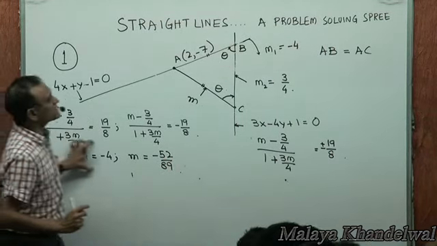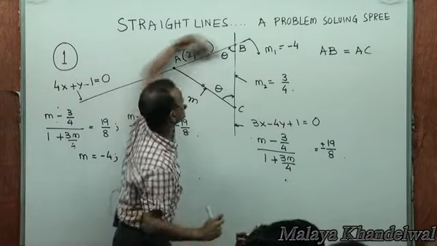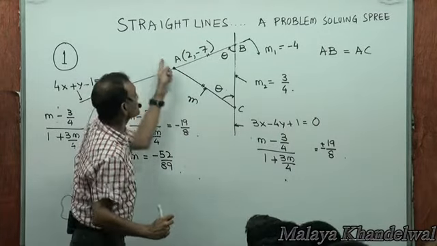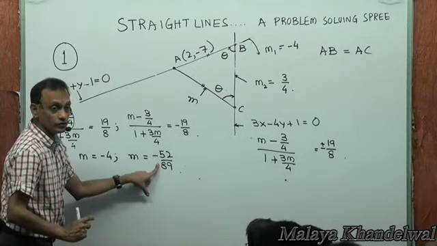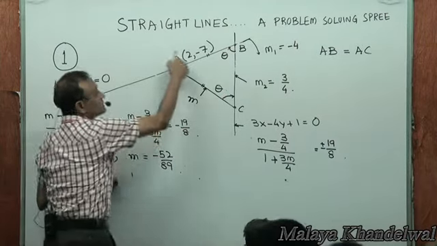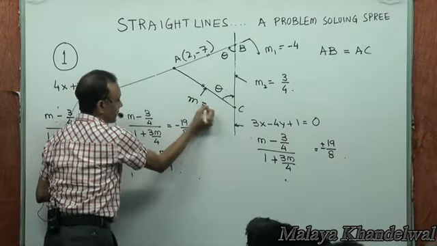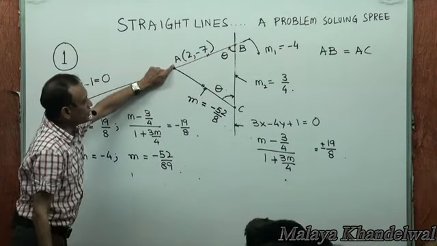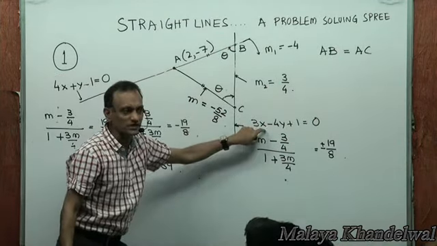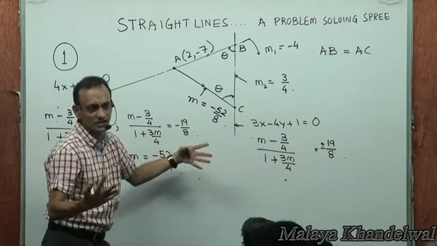Now m equal to minus 4 is the slope of this line. I am not seeking this line. I am seeking this line. Right? So I take this value, minus 52 by 89. That means this line must have a slope minus 52 by 89. Now I know a point on this line. I know the slope of this line. Can I not find the equation of this line?